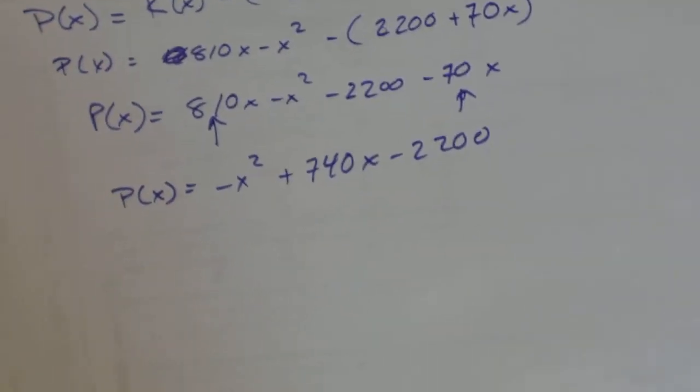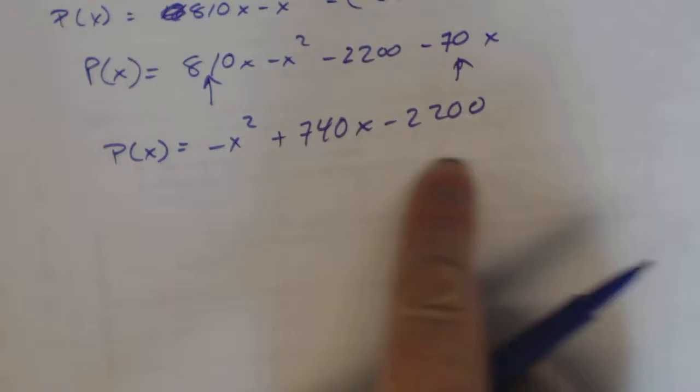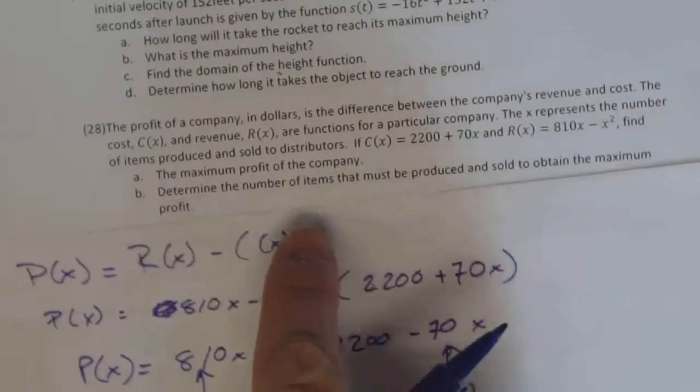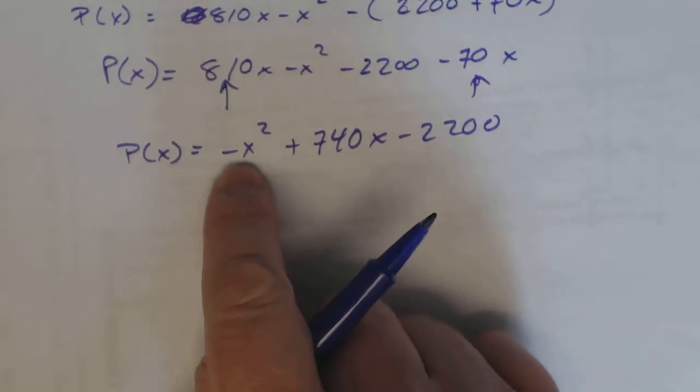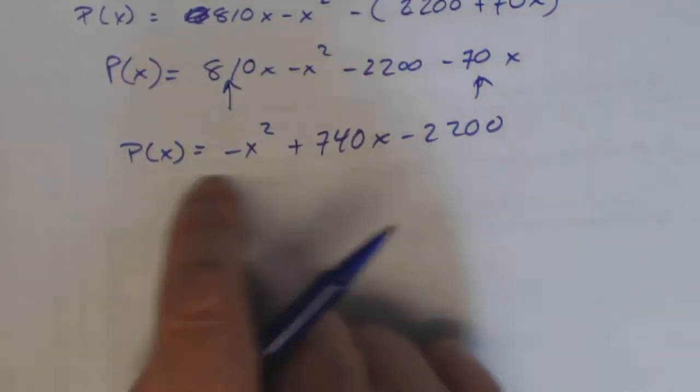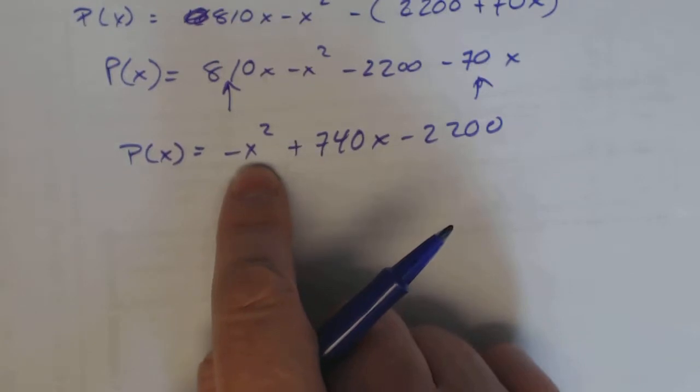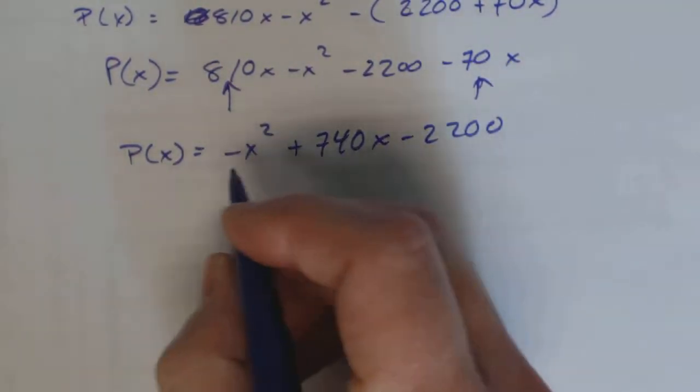Okay, so we want to find the maximum. It asks what is the maximum profit. So I'm going to find the vertex. Now, if I find the vertex here, I want to find the x coordinate of this right here. The x stands for the number of units sold. So just keep that in mind.